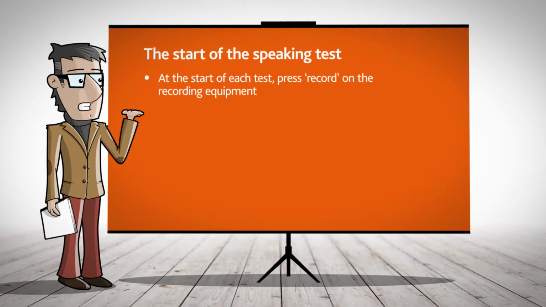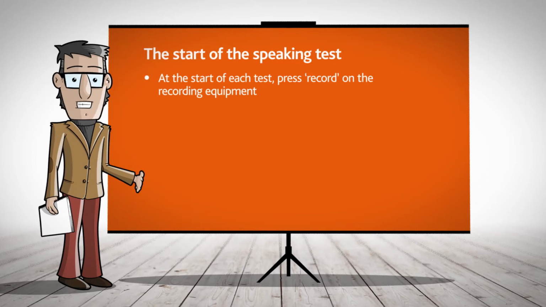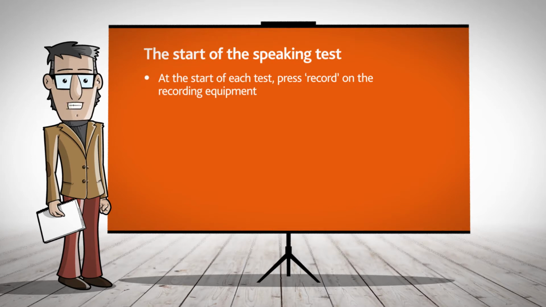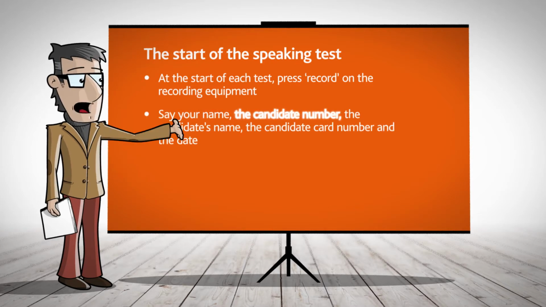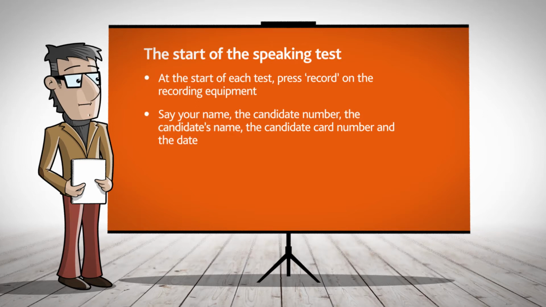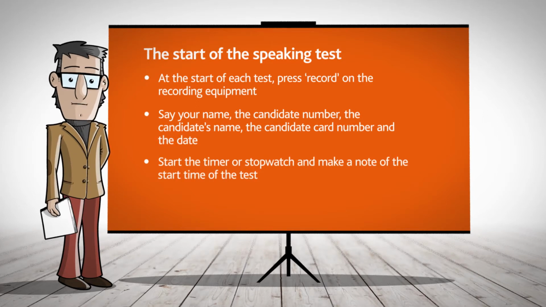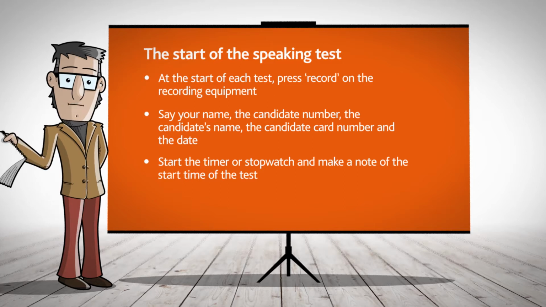The start of the speaking test. At the start of each test, press record on the recording equipment. Do not stop or pause the recording equipment at any point during the test. Say your name, the candidate number, the candidate's name, the candidate card number, and the date. Start the timer or stopwatch and make a note of the start time of the test.